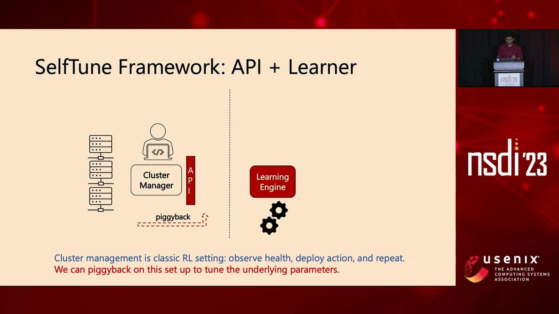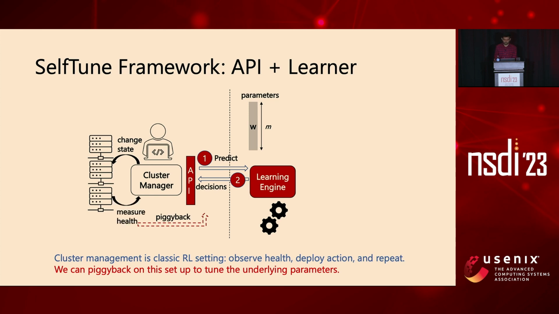To summarize how a single round of learning using SelfTune would look: the cluster manager asks the learning engine for the value to use through predict. The learning engine returns the decisions based on some strategy. Then the cluster manager changes state based on these new parameters. Finally, it measures the health of the system and passes it on to the learning engine through set reward. This process repeats naturally, and over time the learning engine returns better parameters.